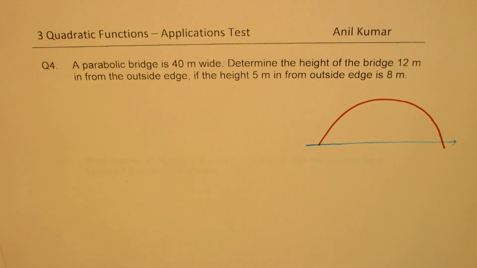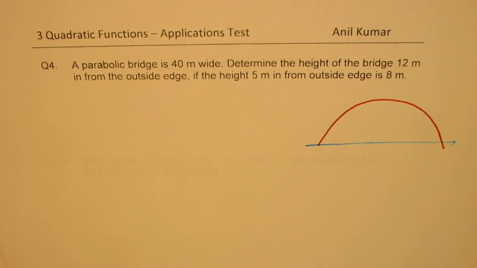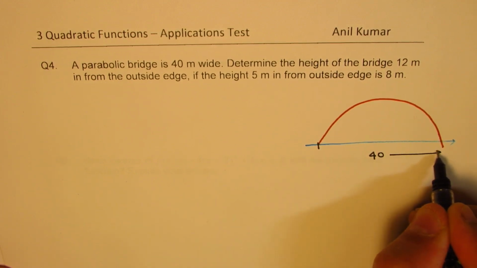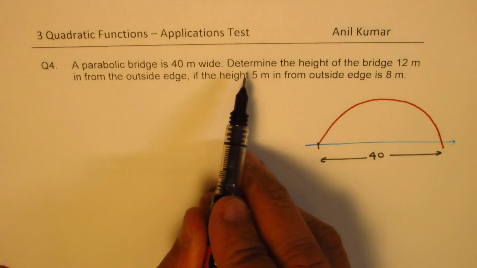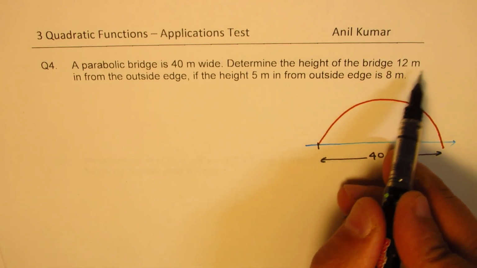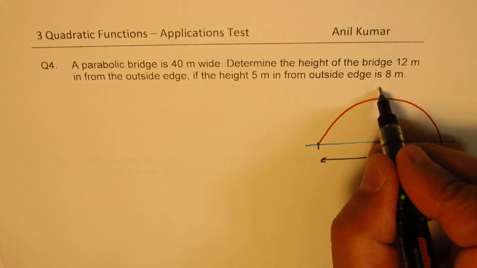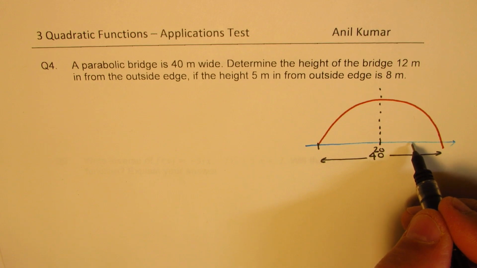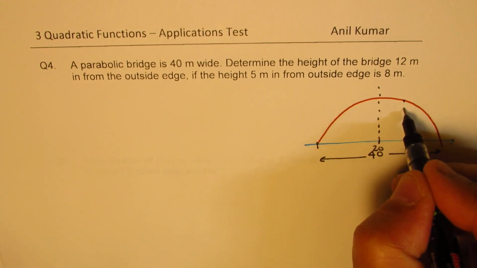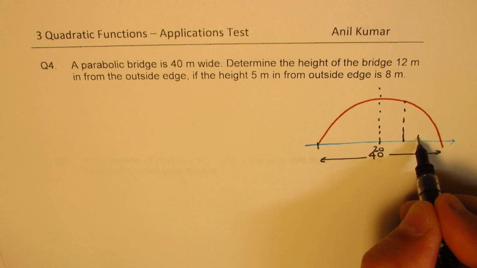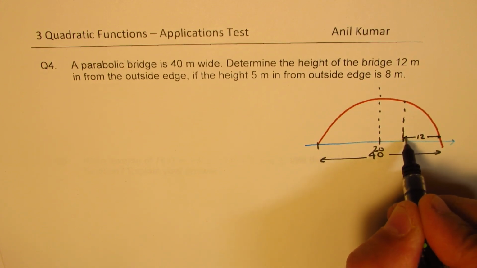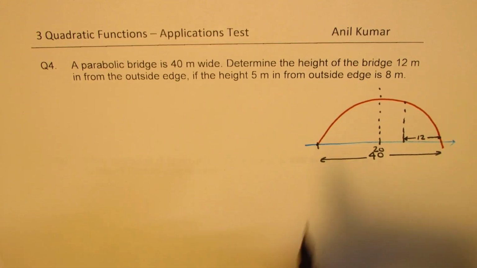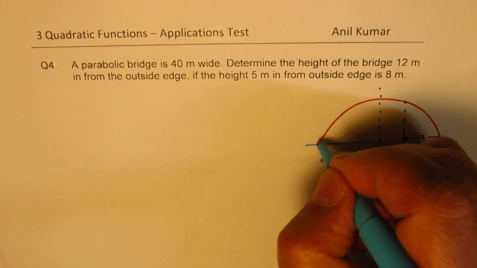We are given that parabolic bridge which is 40 meters wide. So this distance from here to there is 40 meters. Determine the height of the bridge 12 meters in from the outside. So, well, the middle portion is at 20, right? So 12, we can say this is 10 more. Inside, we want somewhere here. So 12 meters in from outside edge. So this is our inside edge. We'll just keep our x's on this side.